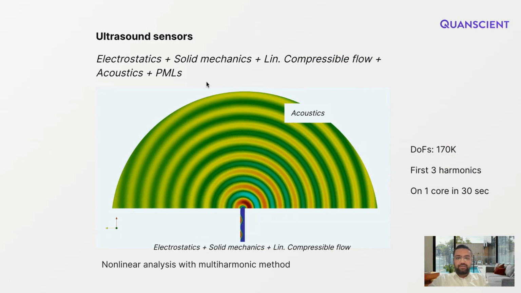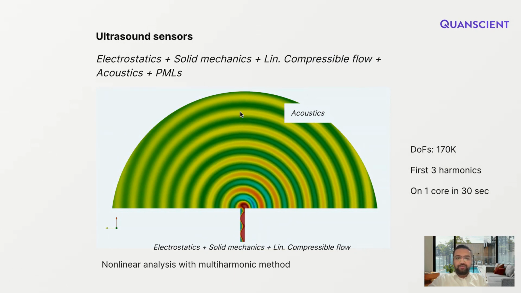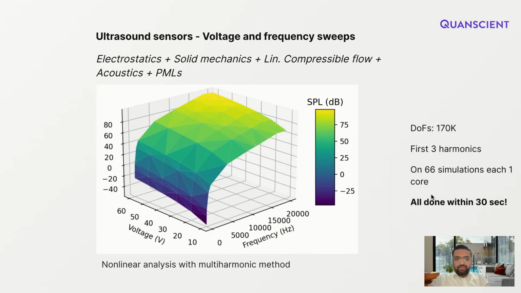There is also a perfectly matched layer at the end of this domain to absorb the sound waves, and you can run such simulations. In this case I ran 66 simulations, all done within 30 seconds, and I could sweep the frequency and voltage at the same time, and I could get this map of the sound pressure levels at some location in the domain. This kind of large scale parametric sweep can be easily performed with the solver. And you can optimize your product.